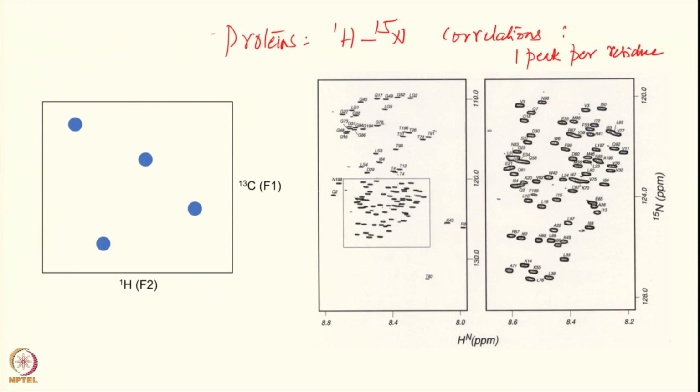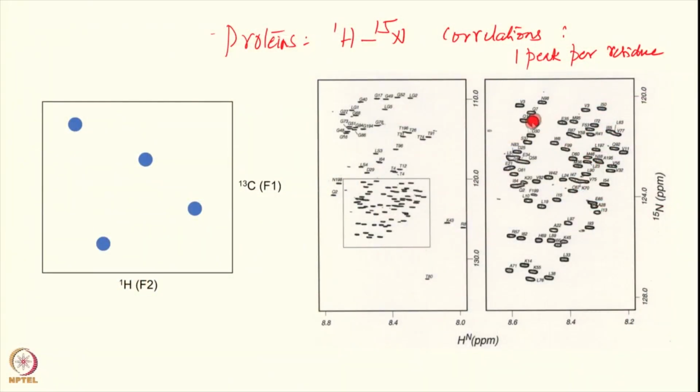Impossible to get a certain kind of separation in the proton correlation spectrum. And in the N15 it is easy to get. The N15 lines are also quite sharp, therefore you can resolve these very well. And since there is only one peak per residue, you can simply count the number of peaks here and see whether you have got all the peaks or not.